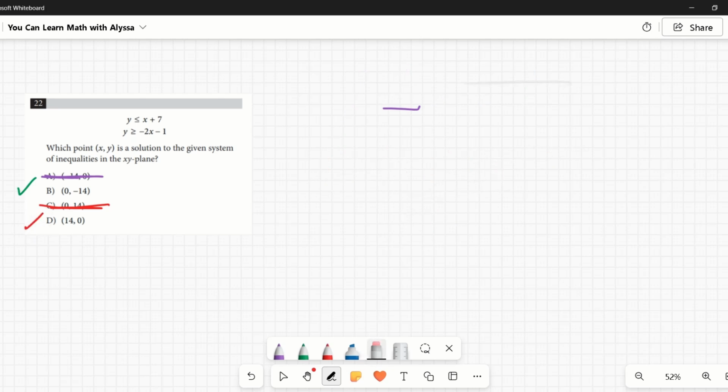Now we just have 2 options. And we have that y is greater than or equal to negative 2x minus 1. We can plug in either of these 2 options. It doesn't matter. I'm going to pick the one that puts in a 0 for x to get rid of that negative 2. Why not? Because if this does work, then I know B is my answer. If it doesn't work, I know D is my answer.